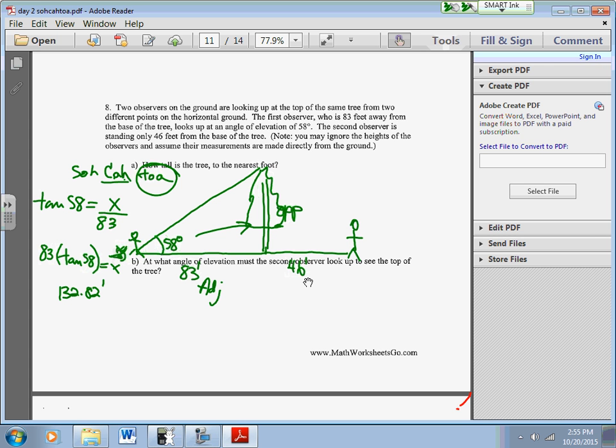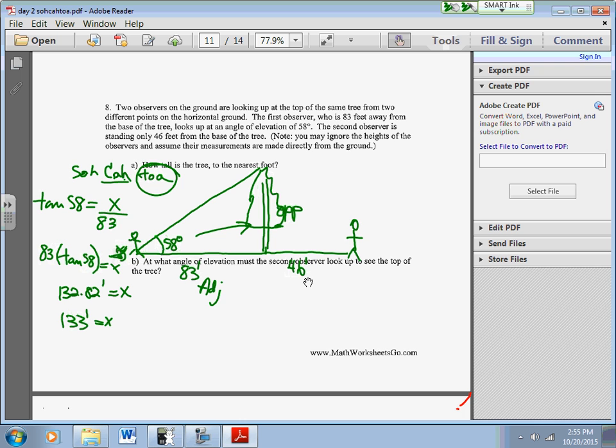Now the question says to round your answer to the nearest foot. So what would be the answer to the nearest foot? 133 feet.